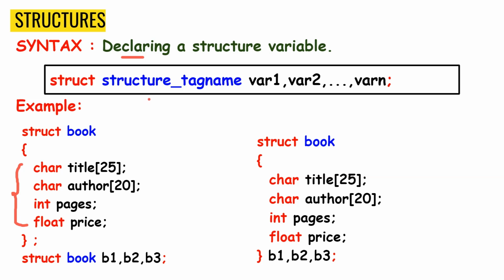The syntax for structure declaration: give the struct keyword followed by the structure tag name and then you declare the structure variables. You can declare as many variables as we need. It is like declaring variables for integer, say int a, b. So a and b become the variables of the integer type. Similarly here, these variables are of the structure type.